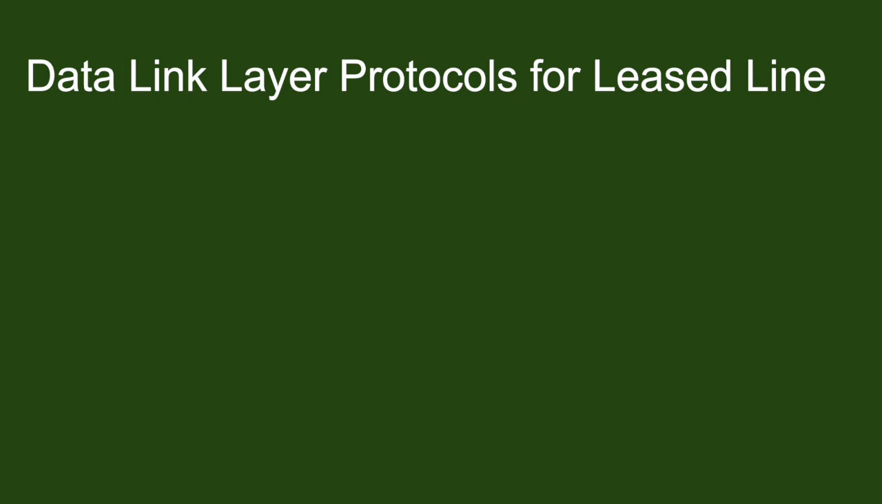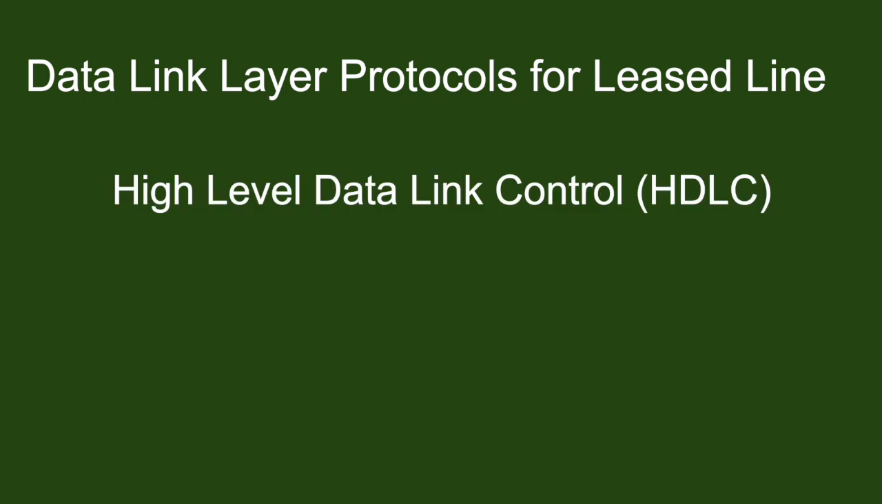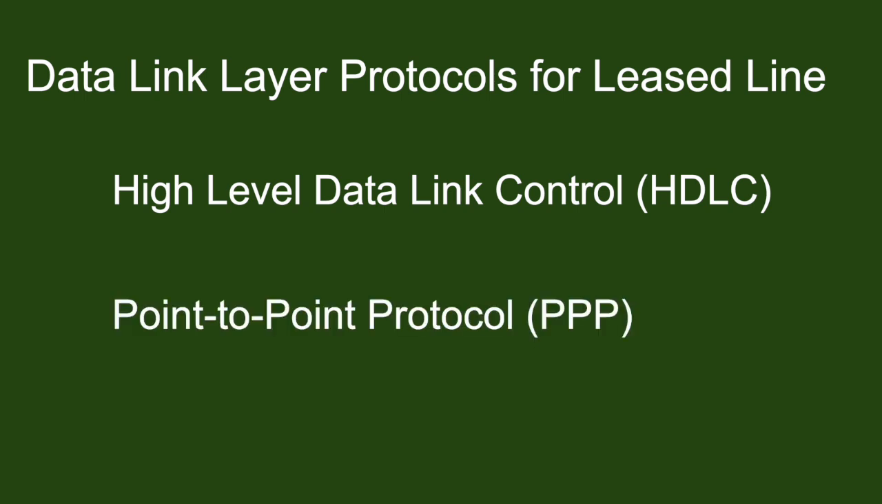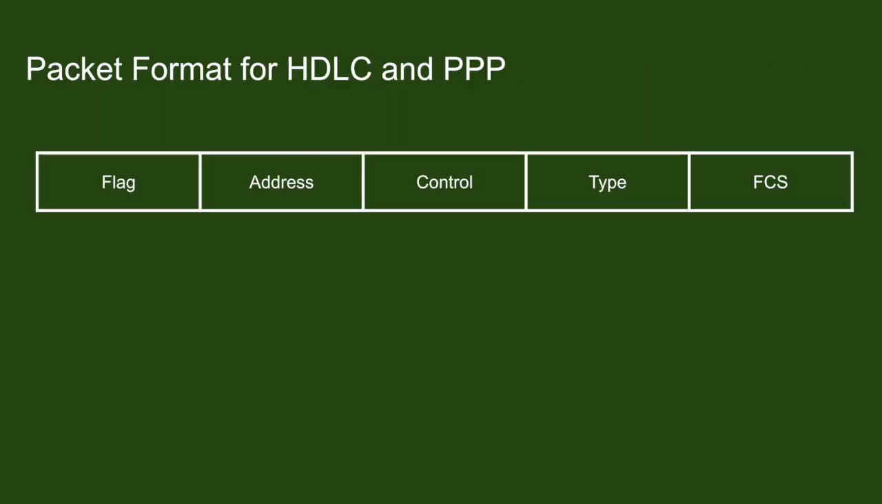As I mentioned, a leased line is basically a physical link service, but there are some data link protocols for this leased line, and there are two major ones. One is High-Level Data Link Control, which we call HDLC, and another is Point-to-Point Protocol, PPP. We'll learn about both of these, but at a high level, this is how the packet format for HDLC and PPP looks. Let's identify what each of these fields are.